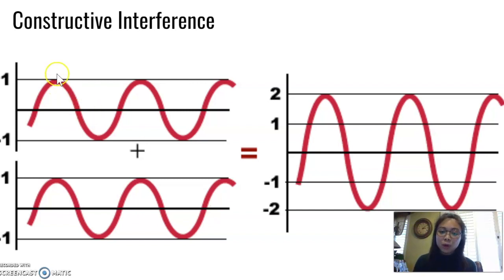The amplitudes of both waves at their crests are 1, and so the amplitude of the resulting wave at its crest would be 2. And same with the troughs. The amplitudes of the troughs are negative 1, and so if we add those together, the amplitude of the trough would be negative 2 in our resultant wave.